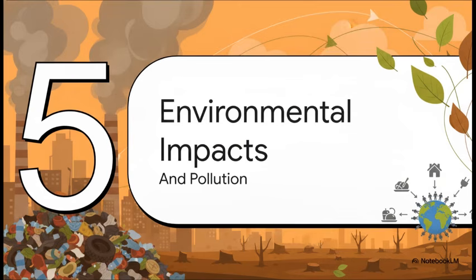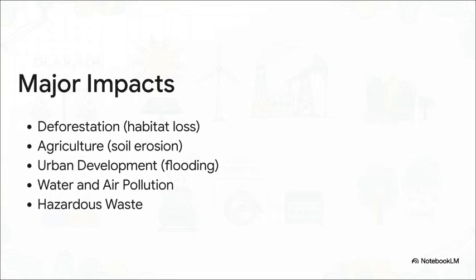Which naturally leads us right into Section 5, Environmental Impacts and Pollution. As populations increase at that massive scale, we see some major objective impacts on the planet. First, deforestation, which leads directly to severe habitat loss. Then there's agriculture. While obviously absolutely necessary to feed everyone, certain farming practices strip the earth of plant roots, driving massive topsoil erosion. We also see urban development causing localized flooding simply because paved roads can't absorb rainwater. And finally, we see huge spikes in water and air pollution alongside the production of highly dangerous hazardous waste. Keep these specific impacts fresh in your mind for our final stretch of questions.